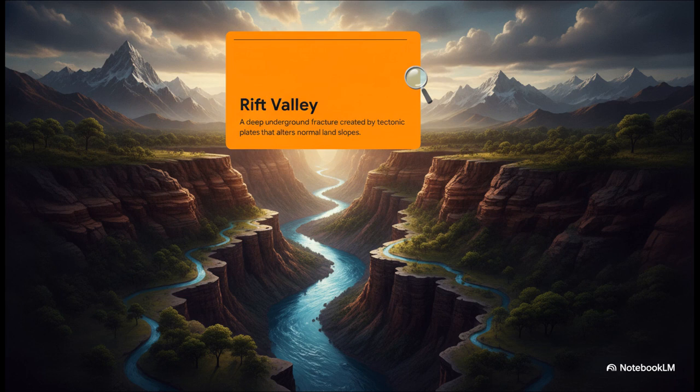Well, the answer is actually hidden deep underground. Millions of years ago, tectonic plate collisions created these massive fractures in the earth, known as rift valleys or fault lines. The Son River is actually trapped inside one of these deep tectonic fault lines. This massive fracture fundamentally altered the local slope, literally forcing the river to flow north, cutting right through the plateau. It's a spectacular geographical exception, which of course is exactly why exam setters love to ask you about it.